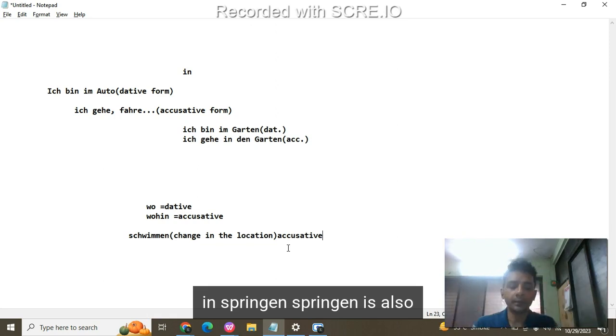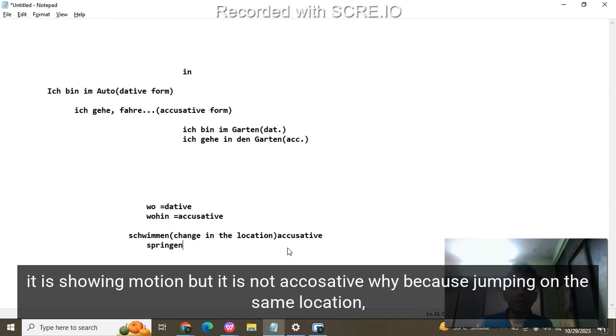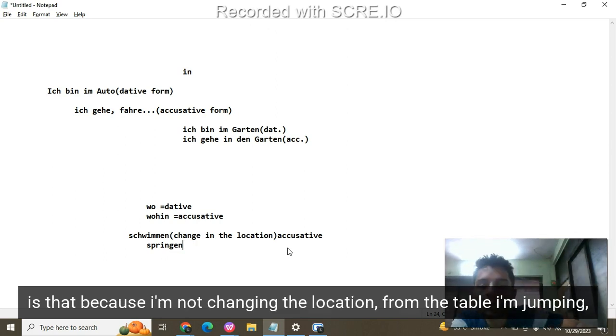Let me say another one: springen. Springen is also jumping. If I just give you an example, springen is also jumping, all motion. It is showing motion, but it is not accusative. Why? Because I'm jumping on the same location, on this table. I'm not changing the location. From the table, I'm jumping.